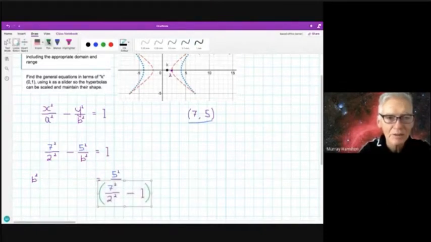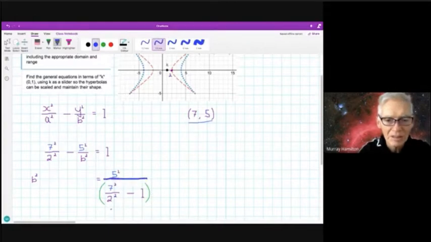So let's get my fraction line. So b squared is all this. b squared is 5 squared divided by 7 squared over 2 squared minus 1 squared. Leave it like that because it's really easy to put in.